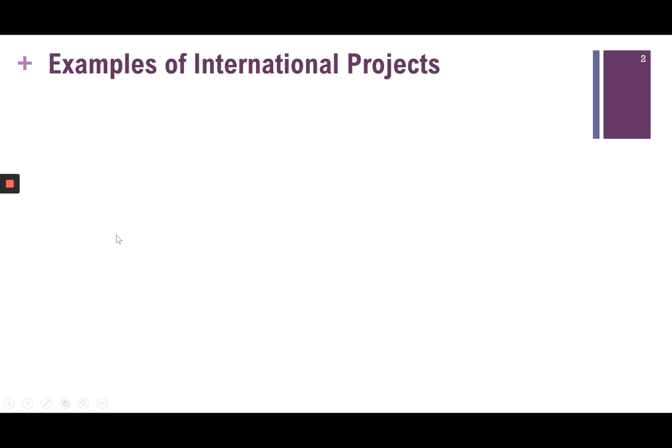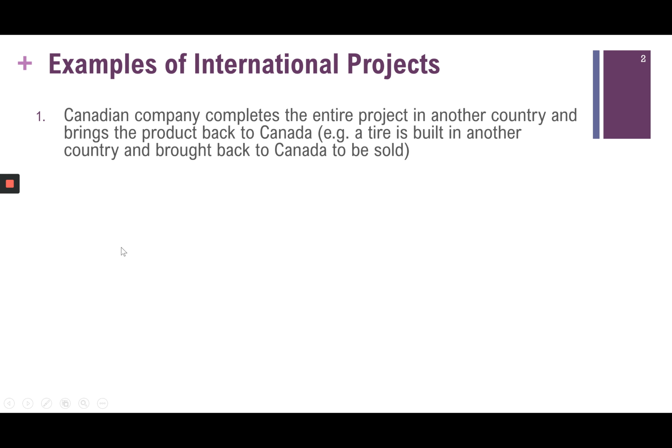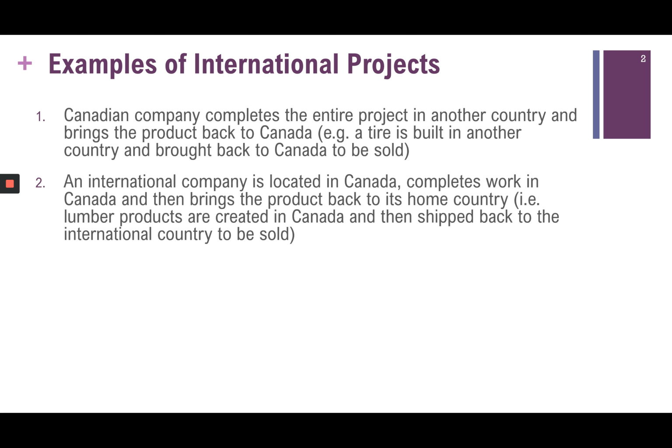First of all, let's look at some examples of international projects, just to have some context. There's various ways that international projects can take place. One type is a Canadian company completes the entire project in another country and brings the product back to Canada. Another would be an international company located in Canada completes the work, and then brings the product back to its home country.